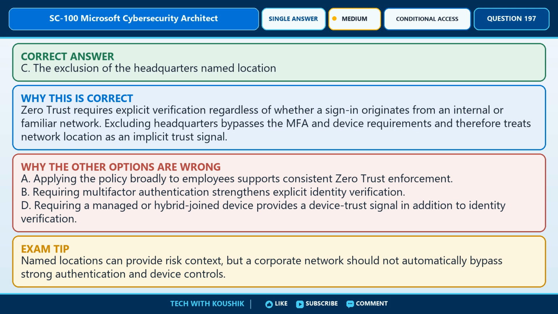Why are the other options not correct? A. Applying the policy broadly to employees supports consistent Zero Trust enforcement. B. Requiring multi-factor authentication strengthens explicit identity verification. D. Requiring a managed or hybrid joined device provides a device trust signal in addition to identity verification. Exam tip: named locations can provide risk context, but a corporate network should not automatically bypass strong authentication and device controls.